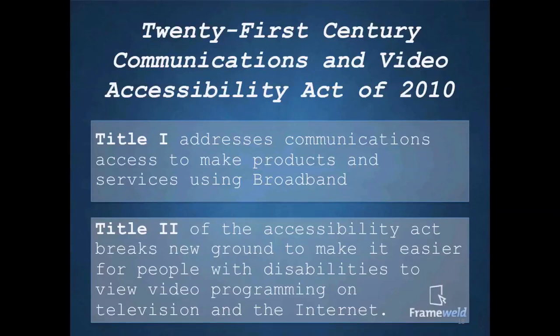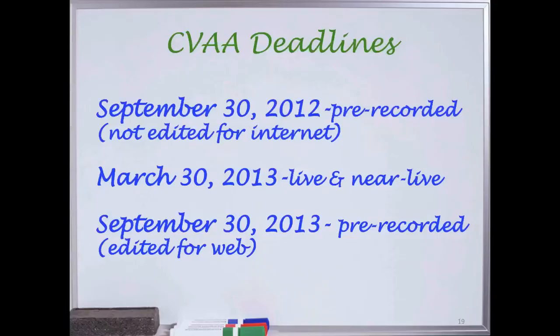The CVAA is divided into two broad titles or sections. This is an overview of what each title covers. There are a series of deadlines, past and future, set out to get television content with captions available online under an aggressive timeline. So we're just going to take a quick look at those dates here.